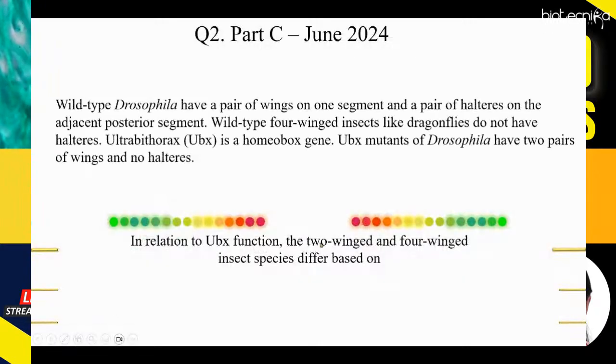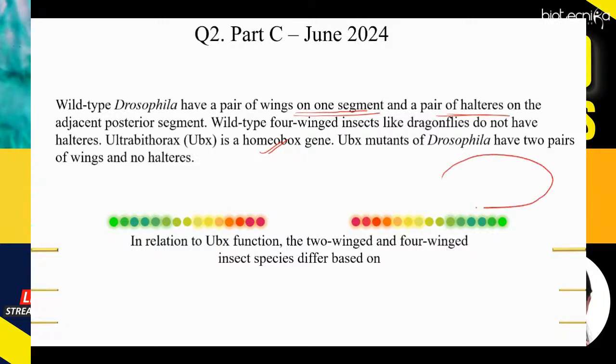Okay. Now, the next question is based on again Drosophila development, organogenesis. Wild type Drosophila, even this is regarding homeotic genes only. So wild type Drosophila have a pair of wings on one segment and a pair of halteres on the adjacent posterior segment.